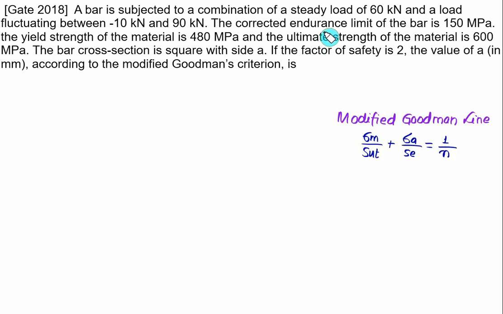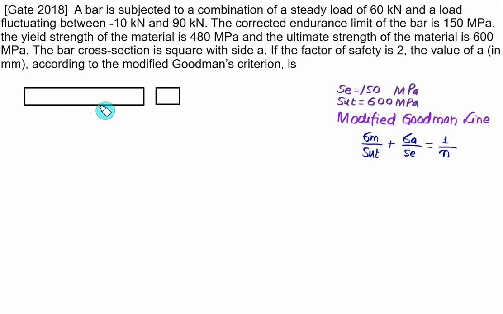The corrected endurance limit of the bar is given as 150. So we have endurance strength equal to 150 megapascal. And since we are using the Goodman, we require Sut, and the Sut value is equal to 600. So we have Sut equal to 600 megapascal.